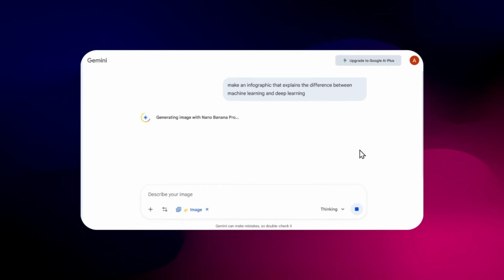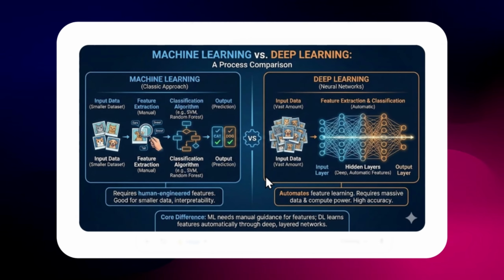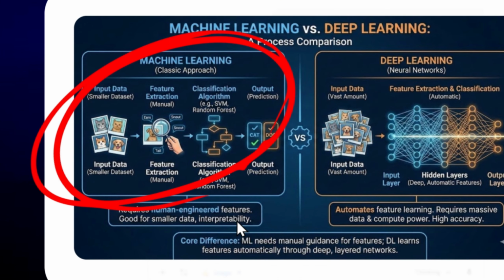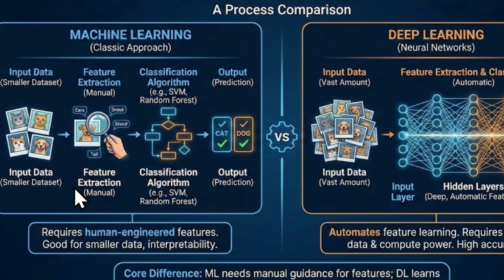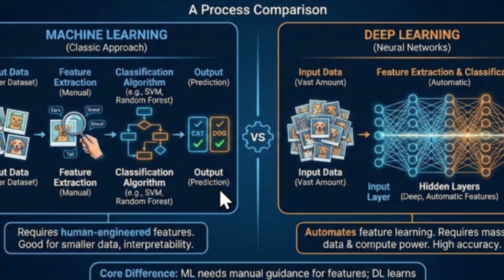Nano Banana Pro instantly starts conceptualizing the design. Now it's refining the visualization. No way, look at this. This isn't just pretty. Nano Banana Pro actually nailed the entire concept. It perfectly shows how machine learning works step by step, starting with smaller datasets, manually extracting features like ears, snout, or tail, and then feeding those into algorithms like SVM or random forest.